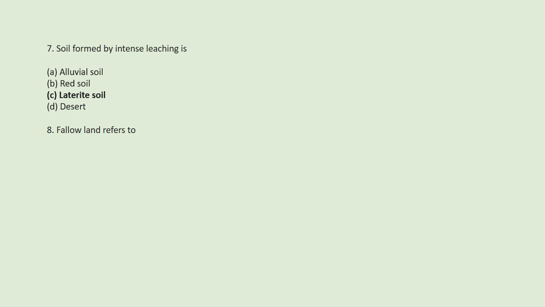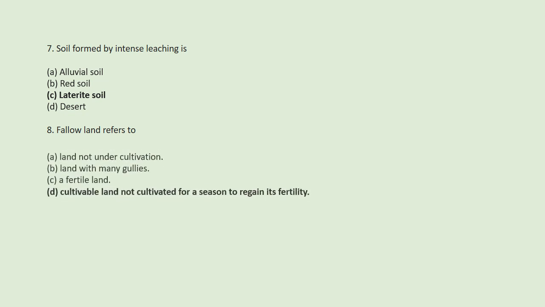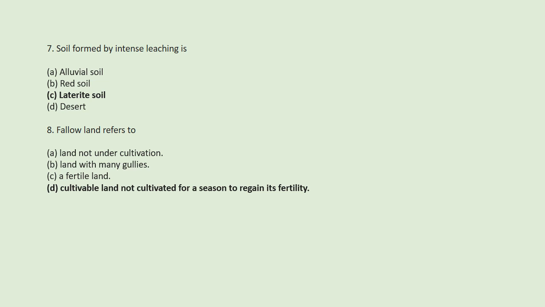Question 8. Fallow land refers to A. Land not under cultivation, B. Land with many gullies, C. A fertile land, D. Cultivable land not cultivated for a season to regain its fertility. So option D is the right answer. Fallow land refers to cultivable land not cultivated for a season to regain its fertility.